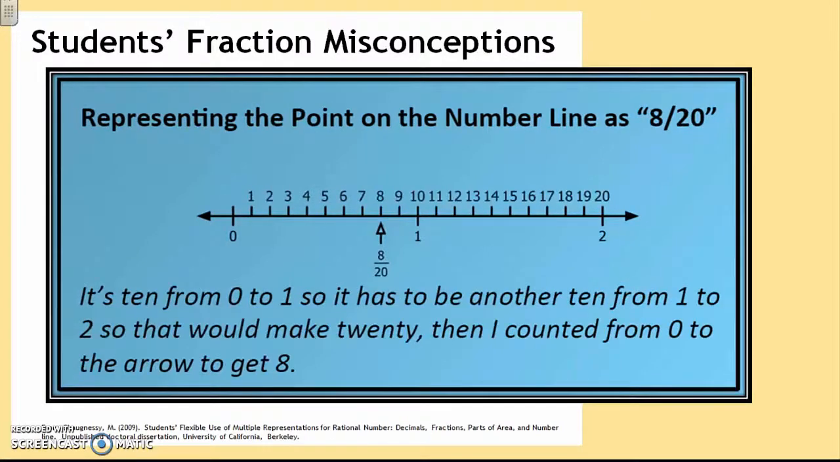It is critical that we do not limit our students to working with number lines that contain endpoints of 0 and 1, as you will see later in this video.